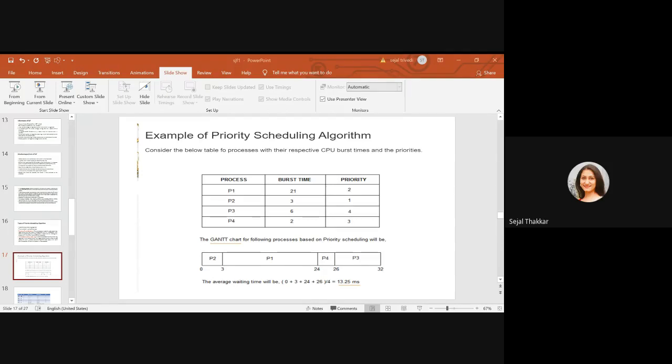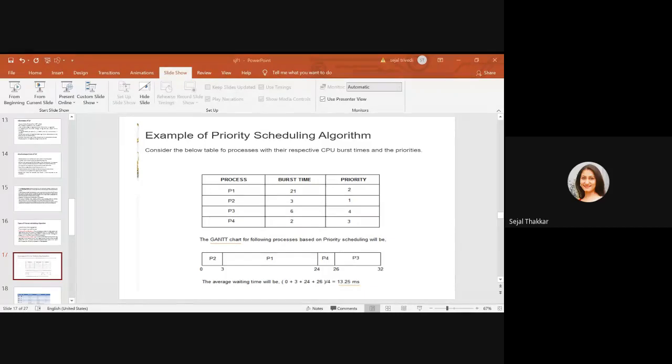So completion time for P1 is 24. You can write down from here. And arrival time for all the processes is 0. Completion time for P2 is 3, so 3 minus 0 is 3. Completion time for P3 is 32 minus arrival time 0, so 32. Completion time for P4 is 26 minus arrival time 0, so 26. So average turnaround time, as in the previous examples, is the summation of all the turnaround times divided by 4. So you are going to get 21.25 as the average turnaround time.